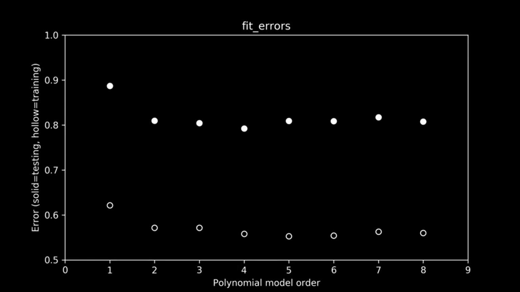Second, there's a precipitous drop in error going from a linear to a quadratic model, that is a first to a second order polynomial. This makes sense. When we were eyeballing it, we could see that the linear fit failed to capture the curvature of the data, one of its most prominent features. The quadratic curve captured that just fine.